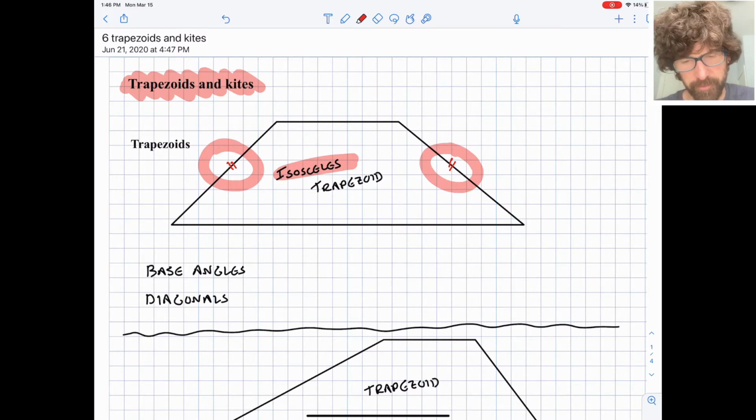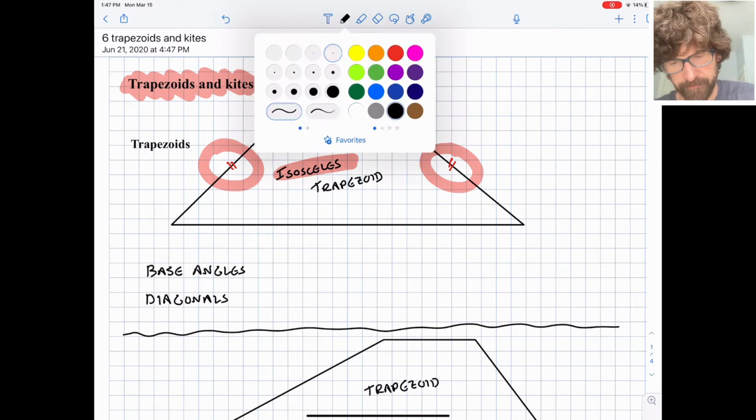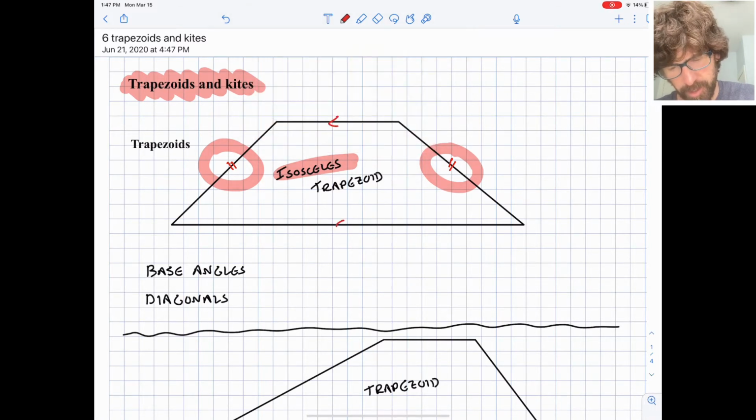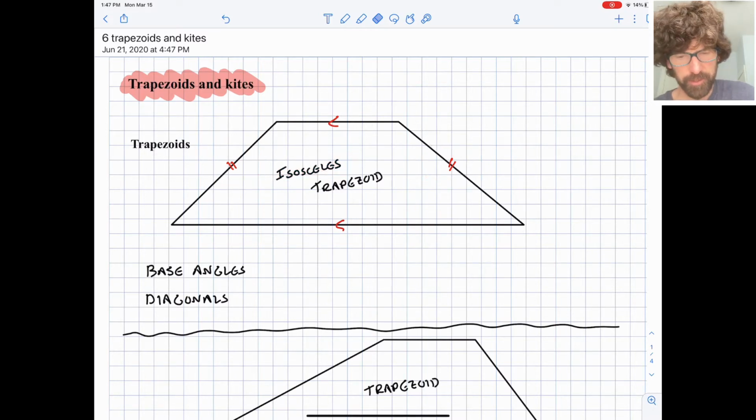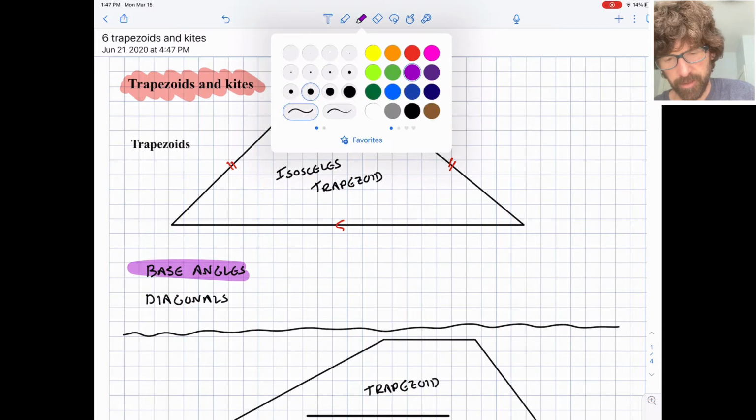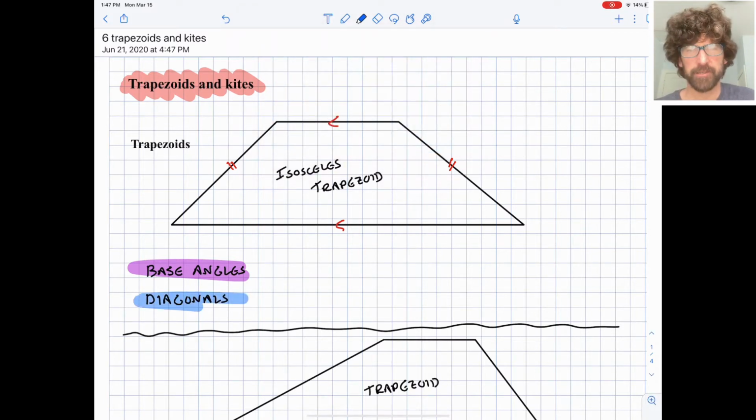What I want you to do is try to pause the video and see if you can discover some unique or interesting characteristics relating to either the base angles of this trapezoid, or separately the diagonals of this trapezoid. So pause the video, see what you can figure out. Let's work with base angles first.